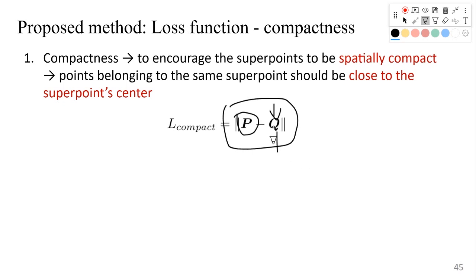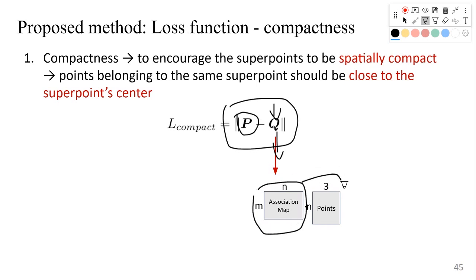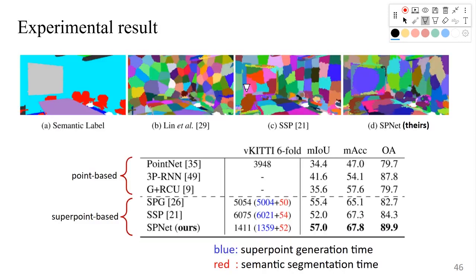And to get this superpoint center, it's easy. We can just compute it using the association map multiplied by the number of points by 3, x, y, z, and finally we get the center here. That's it. We just minimize this. And this is the experimental result.